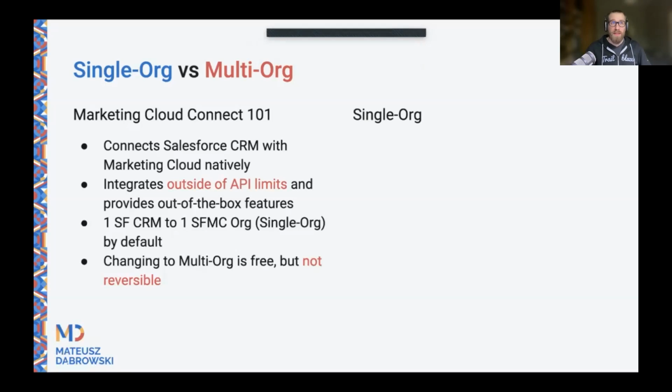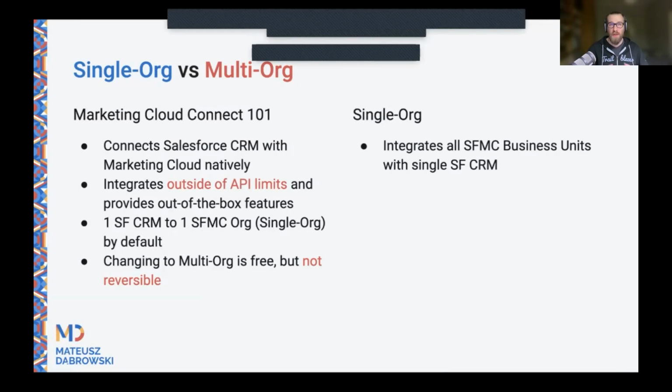So let's talk about the basics of the single org. Single org integrates all Marketing Cloud business units with a single SF CRM. It means that it doesn't matter whether you have one business unit or 50 business units or 100 business units, single org will cover it all. And with one single configuration of the integration, everything will be connected and integrated.